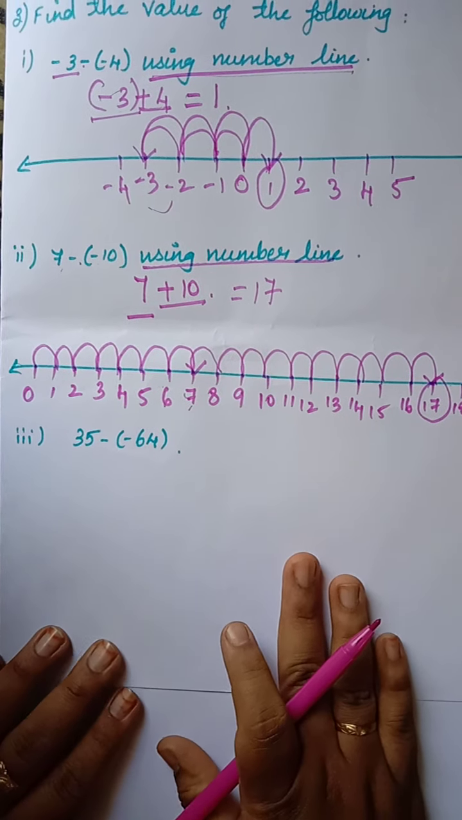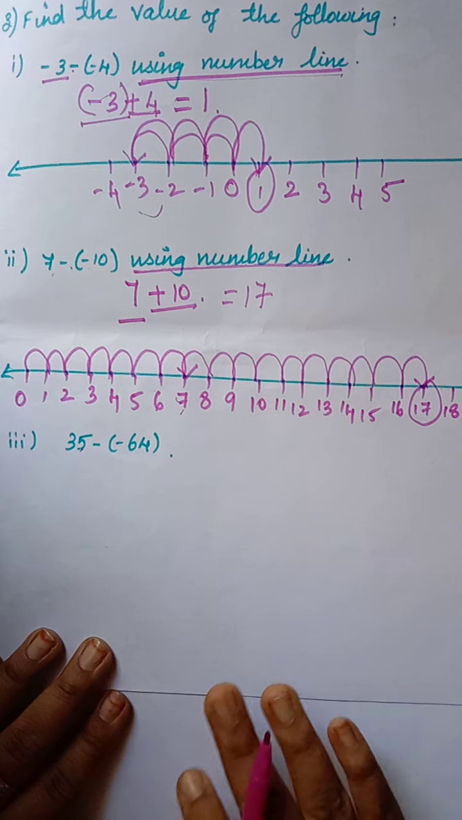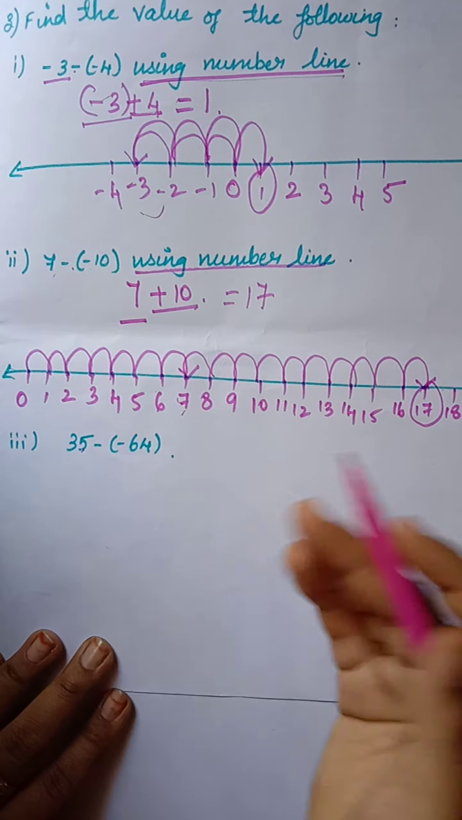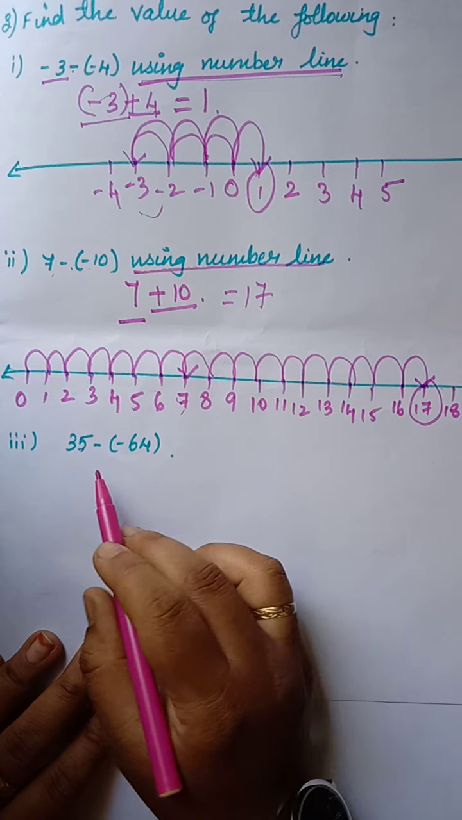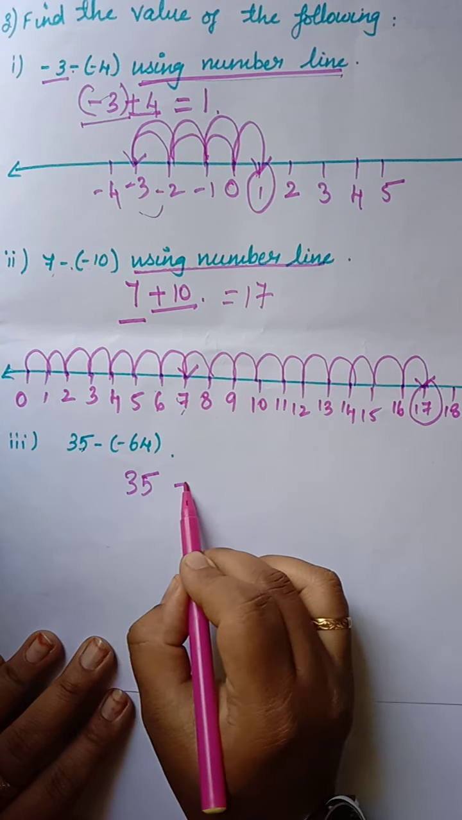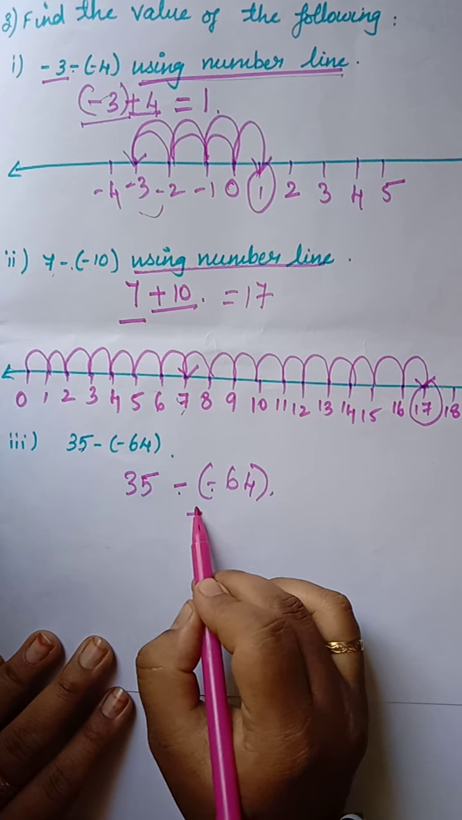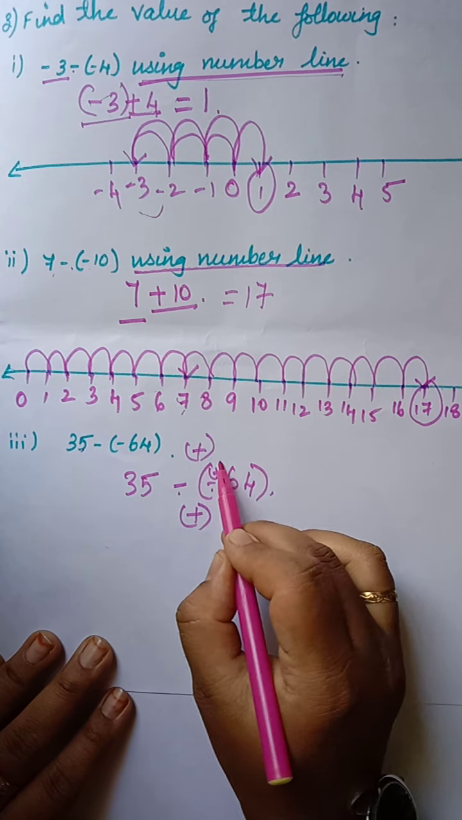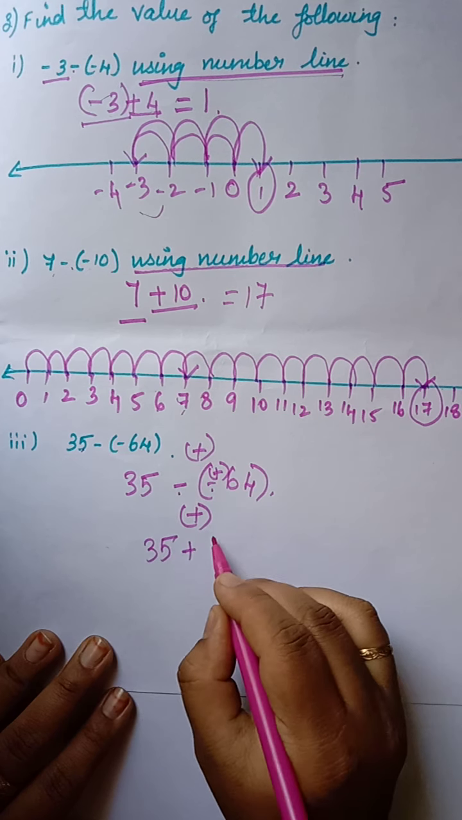Okay, then the third question. What is the third question they have given? That is 35 minus 64. The same simplification process we are going to do here also. 35 minus 64 means minus into minus is plus, so here we have to add. Here also it will be changed as plus, right? So we can write it as 35 plus 64.